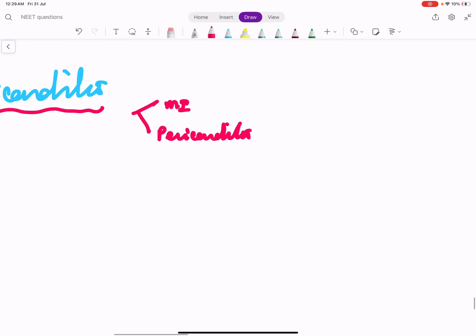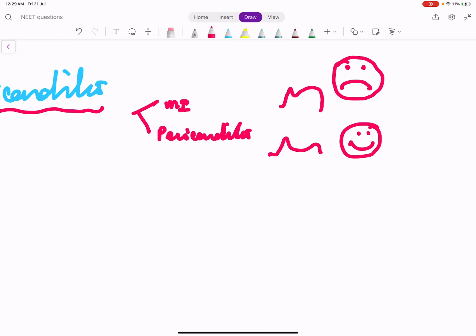ST elevation of MI will have an elevation like this. It's a frowning elevation. Whereas pericarditis will have an elevation like this. It's a concave upward elevation. It's a smiling elevation. So pericarditis is not that dangerous. MI is dangerous. This is called as the tombstone pattern.